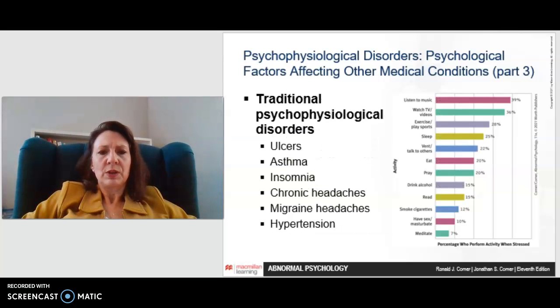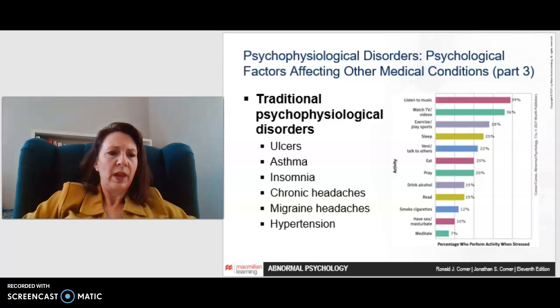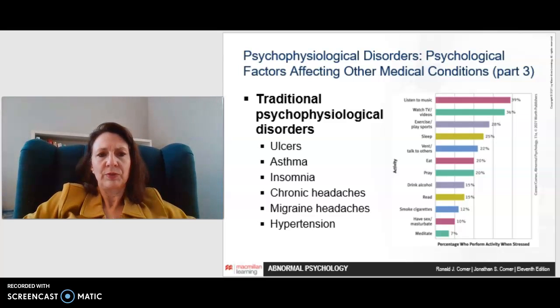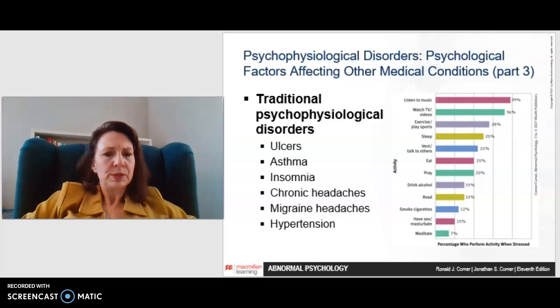Traditional psychophysiological disorders that are exacerbated by cognitions or other psychological function include ulcers, asthma, insomnia, chronic headaches, migraine headaches, and hypertension.